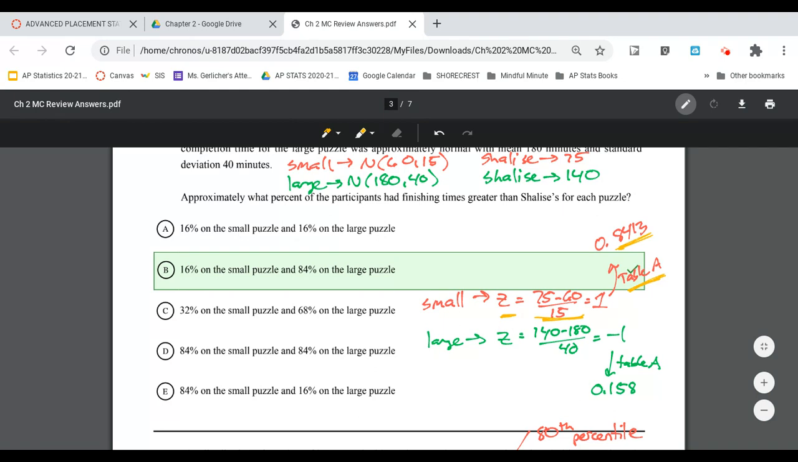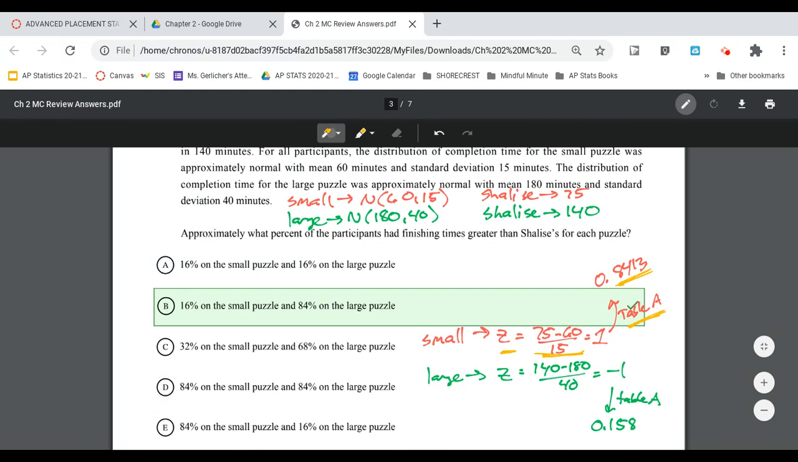Okay, now there is a tricky part here. And just be on the lookout for these things. Things like greater than. They trick you a lot on these. So they want to know what percent is greater than Shaylee's, not less than. And table A gives you less than. It gives you everything to the left.